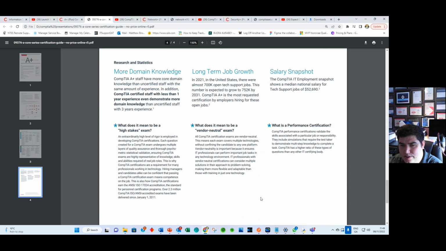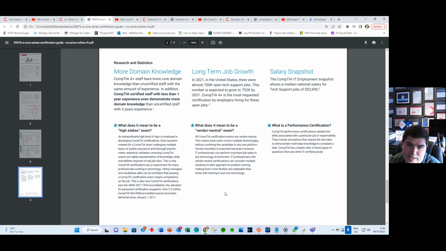CompTIA A Plus is a higher stakes exam. Yes, it is. It is one that tests you on your IT knowledge, I suppose your problem solving skills and your ability to identify problems and provide practical solutions. The average salary of someone in the tech support industry in Ireland is around anywhere from 25,000 to 40,000 based on a 1 or 2 year stint in help desk support.